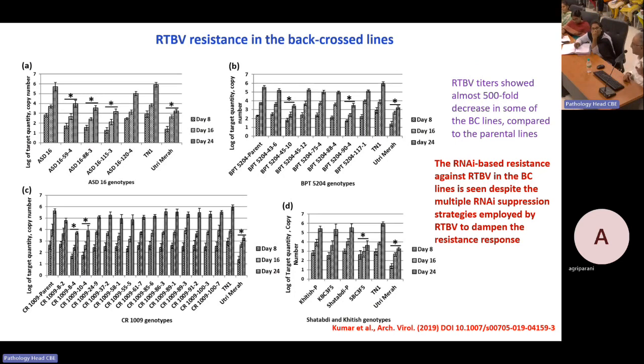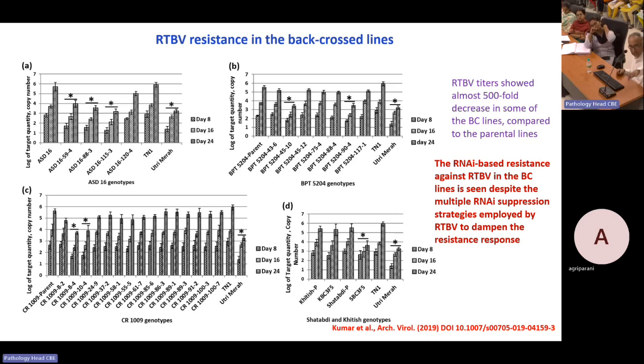These are RTBV levels. On the left, you see the ASD16 at day 24, it reaches almost 10 to the power 6 copies per nanogram. Whereas the some of the ASD16, 1153, it reaches only 10 to the power 3. So from 10 to the power 6, it has fallen to 10 to the power 3, the RTBV level. So it's almost a 1000-fold reduction in viral titers.